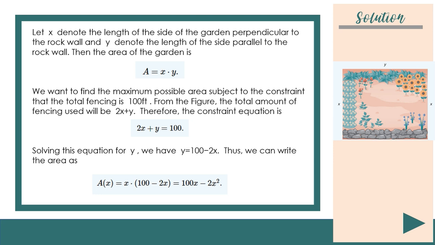Thus, we can rewrite the area by substituting the value of y into the original equation of the area. This will be equal to area in terms of x equals x multiplied by 100 minus 2x. Simplifying this, we get 100x minus 2x squared.